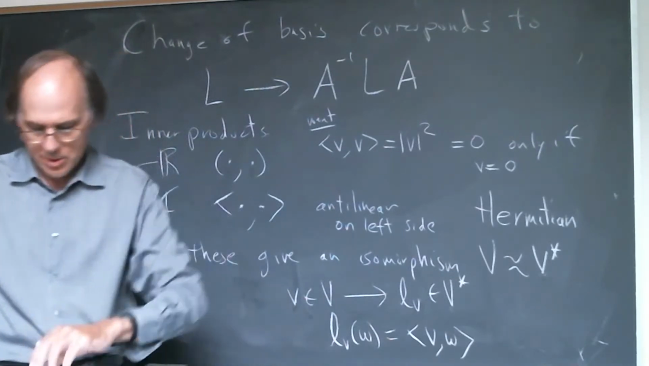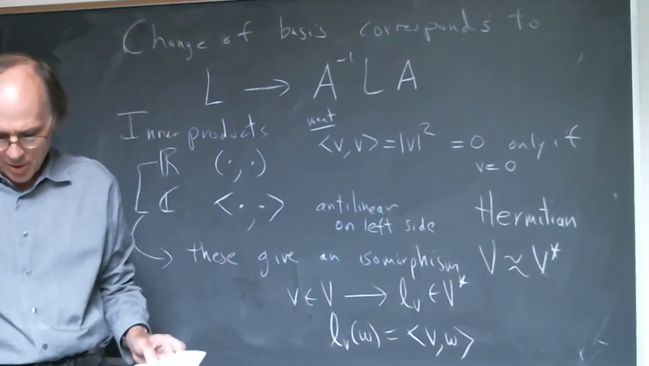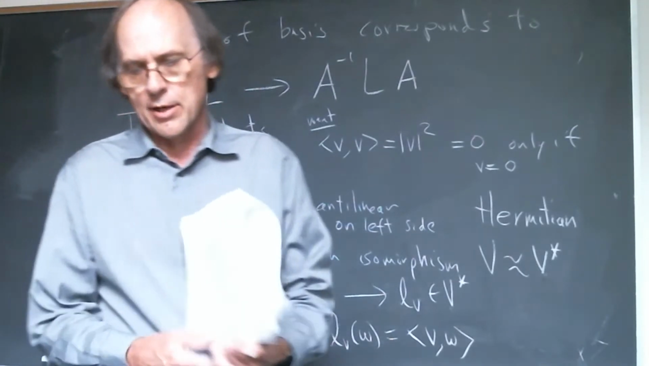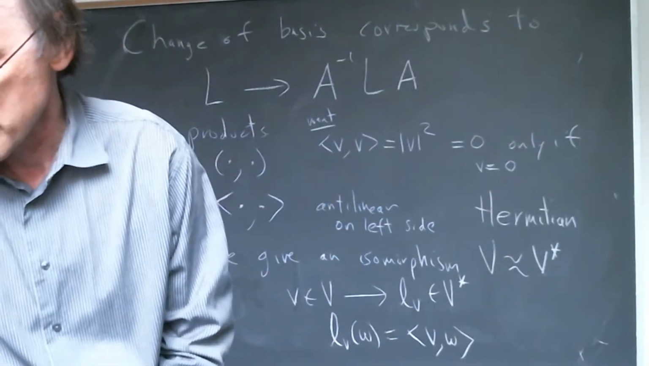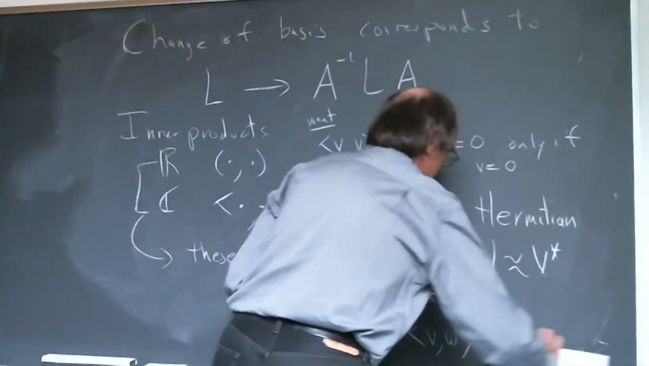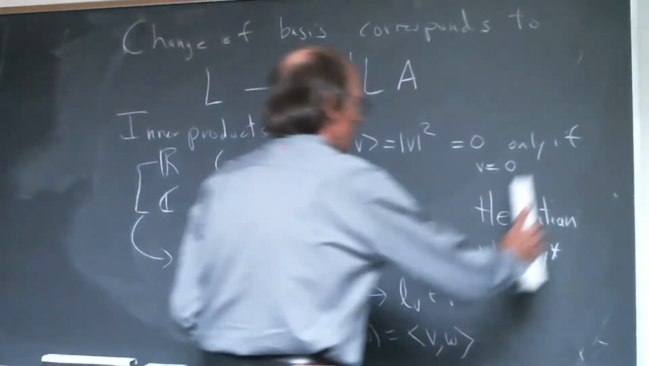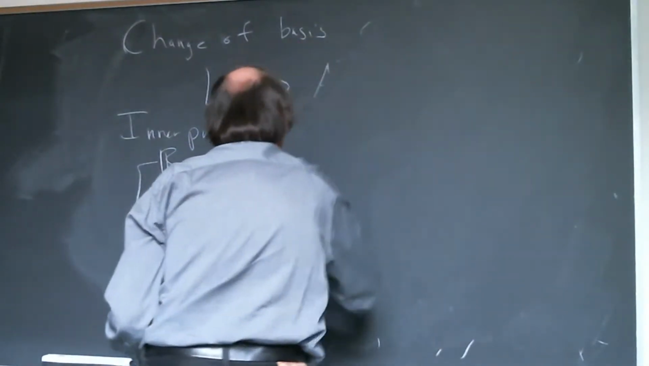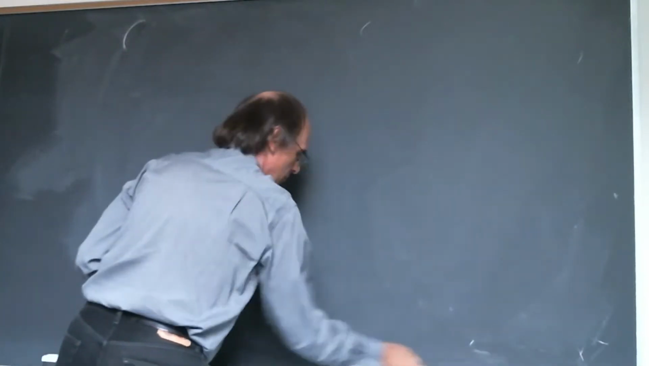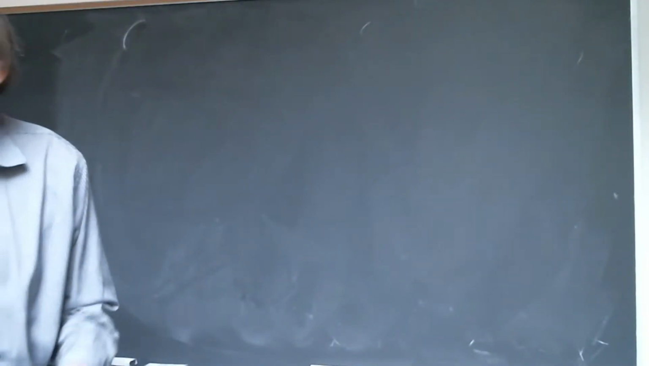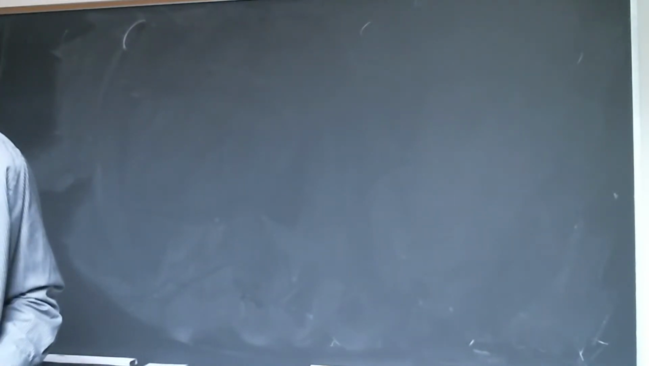Okay, let's see how much time I've got for more of this. Now, once you have an inner product, then you also have a notion of the adjoint of a linear operator. And so that's what we're going to do next. So you can define, abstractly, the adjoint of a linear operator.